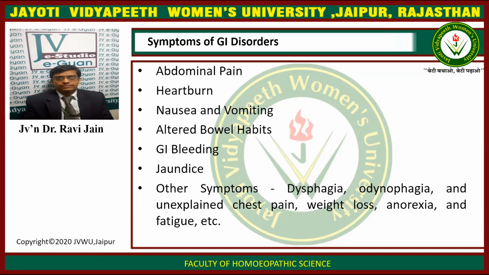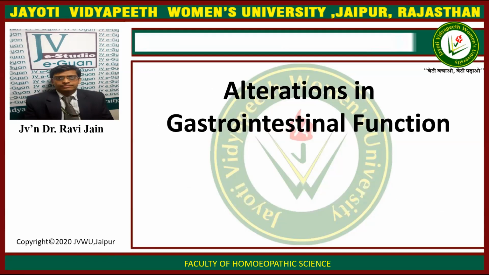I will again repeat the symptoms of GI disorders. This is very important. GI disorders present with abdominal pain. There can be heartburn, nausea and vomiting, and altered bowel habits. There can be GI bleeding, jaundice, and other symptoms like dysphagia, odynophagia, and unexplained chest pain, weight loss, and anorexia.